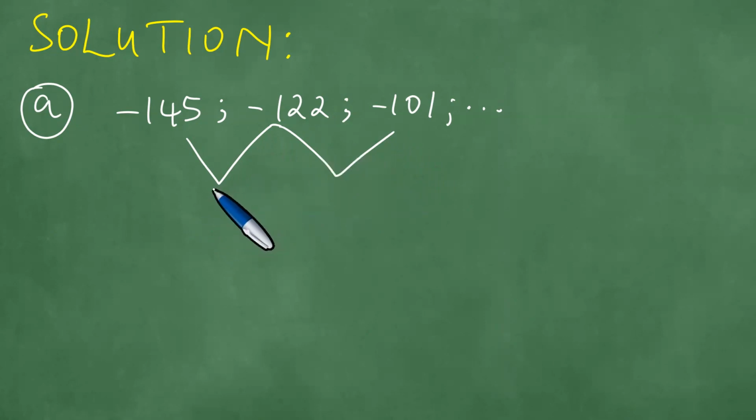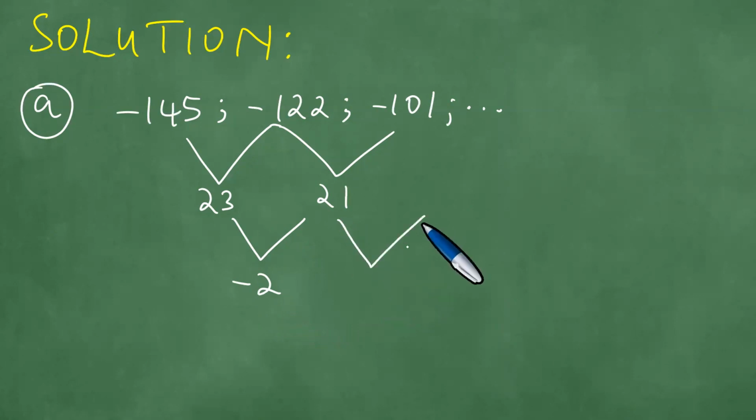What is happening here? What is the difference between these two? So minus 122 minus minus 145 is 23. Minus 101 minus minus 122 is 21. And therefore the common difference here is minus 2.